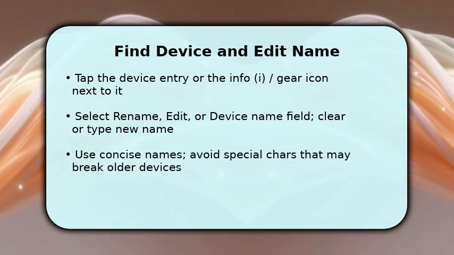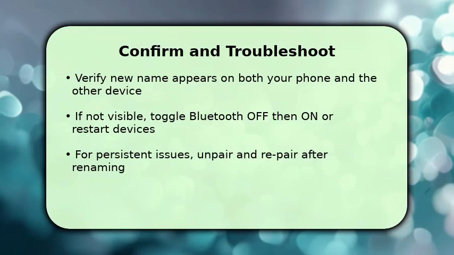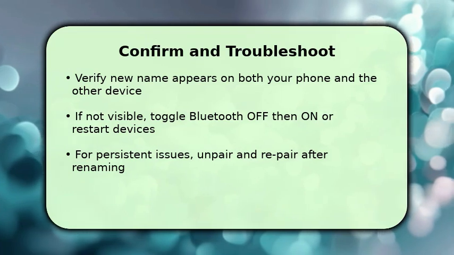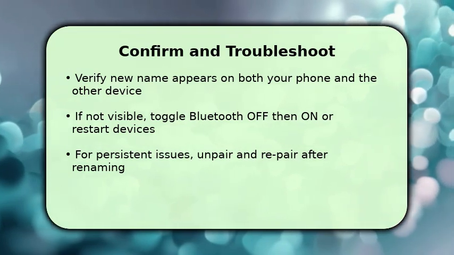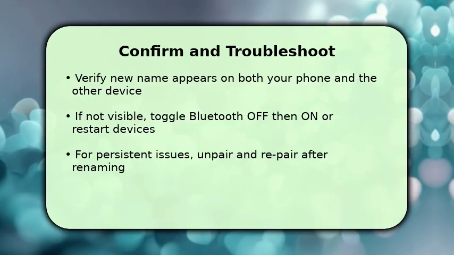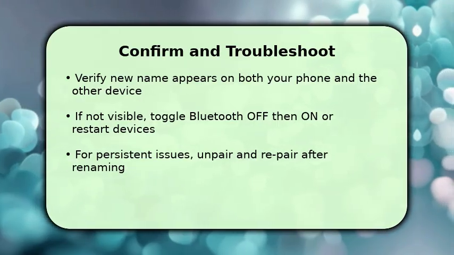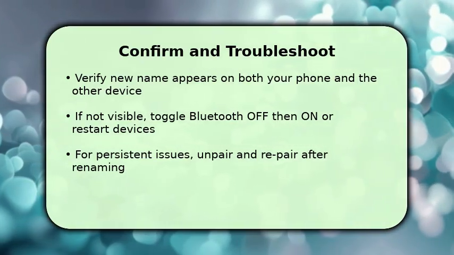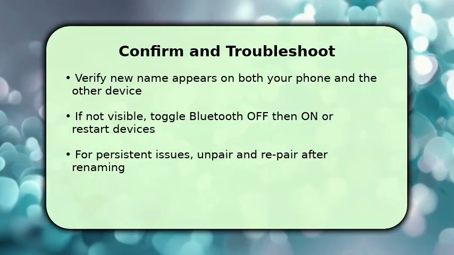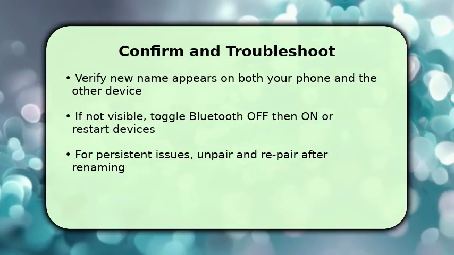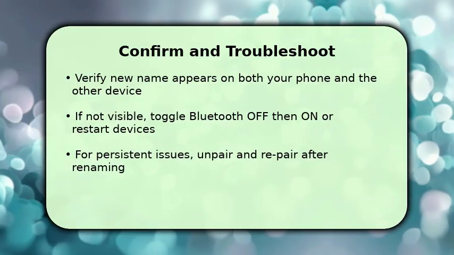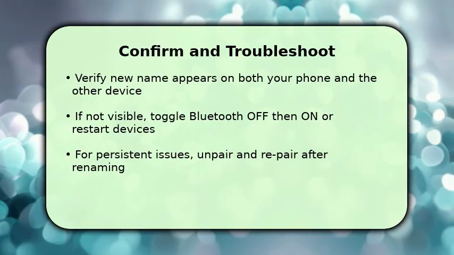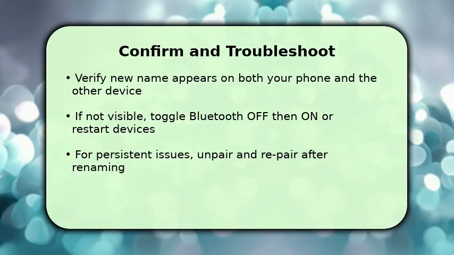To finish, verify the new Bluetooth name shows on your phone and the other device. If it doesn't appear, make sure both ends refresh. Once done, toggle Bluetooth off and on or restart the phone to force a refresh. This clears cached labels. If problems persist, unpair the device and then repair after renaming. This forces the updated name to sync. One key troubleshooting tip: if managed profiles block renaming, check Work Profile settings or contact your administrator before retrying.